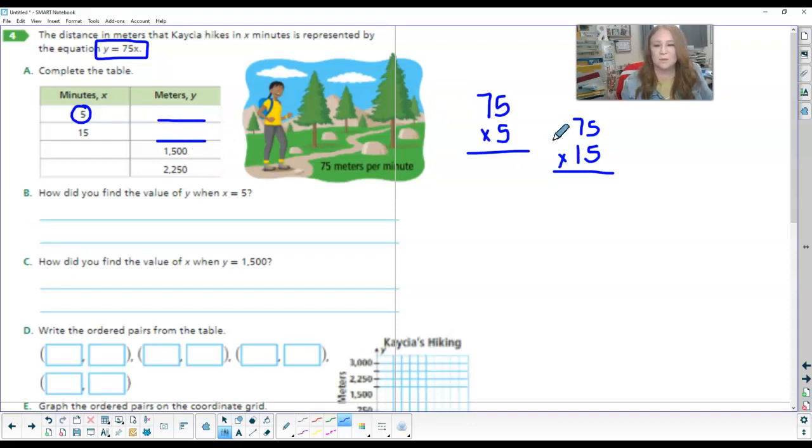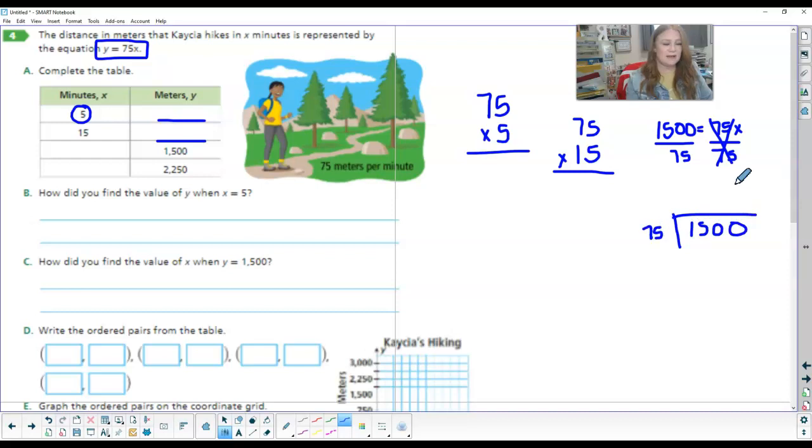If Y is 1,500, we know she's going to do 75X. Now we're looking for X, so we want X by itself. We've done these before. This means 75 times groups of X, so we want to undo it with the opposite, division. 75 divided by 75 is 1, so we have 1 X left. And now we need to divide by 75 over here. So 1,500 divided by 75.